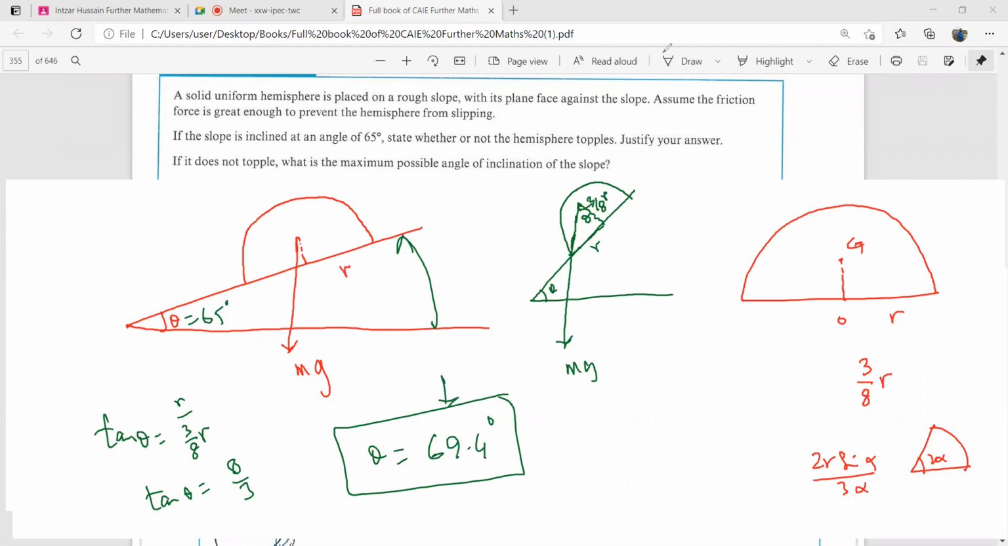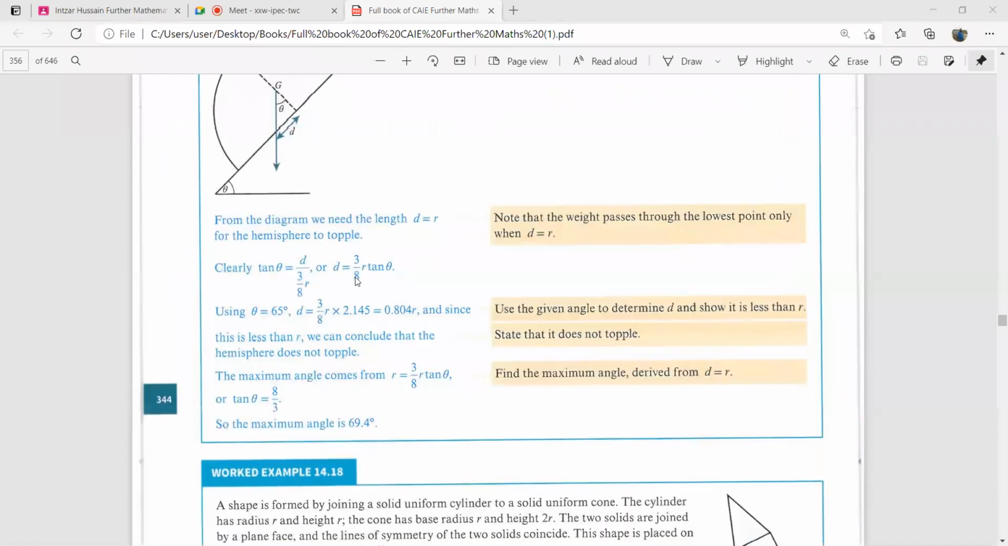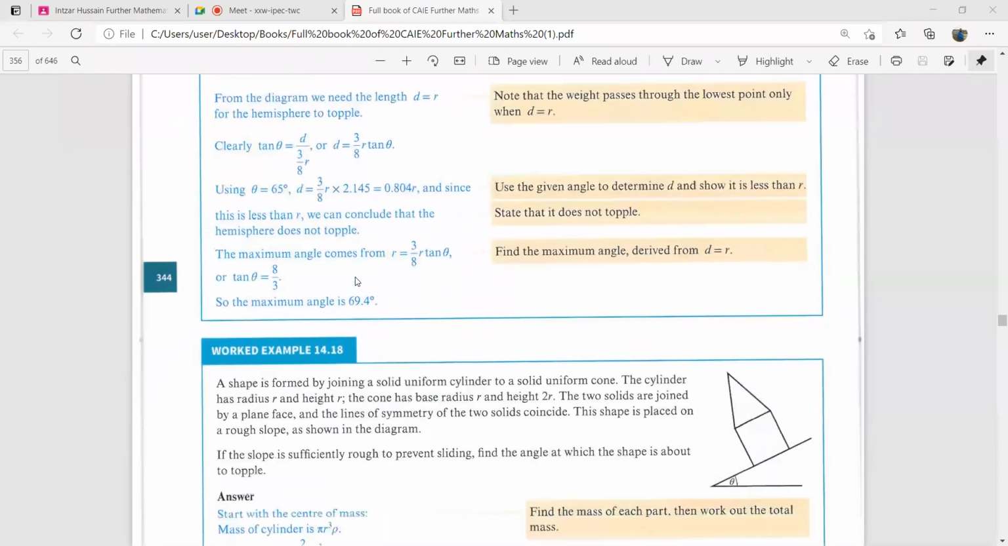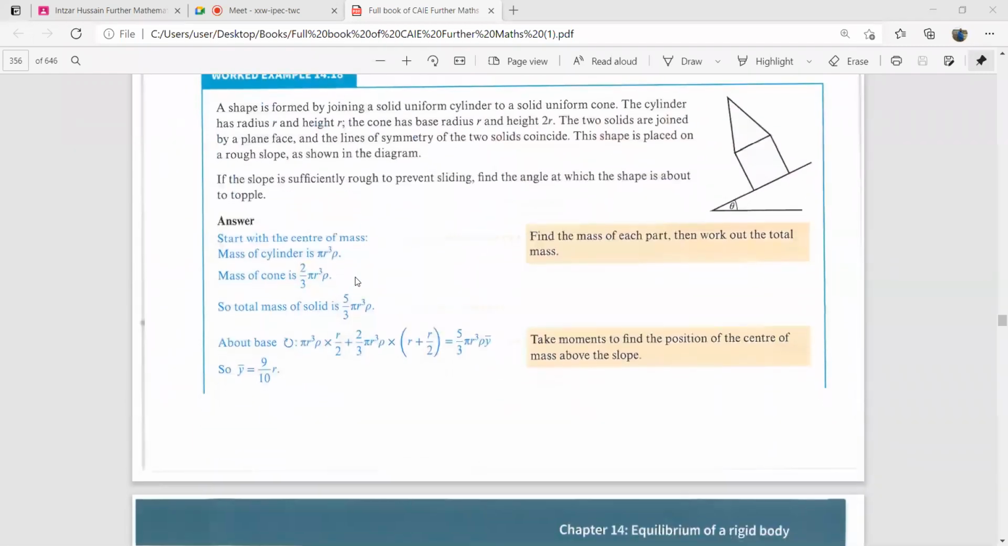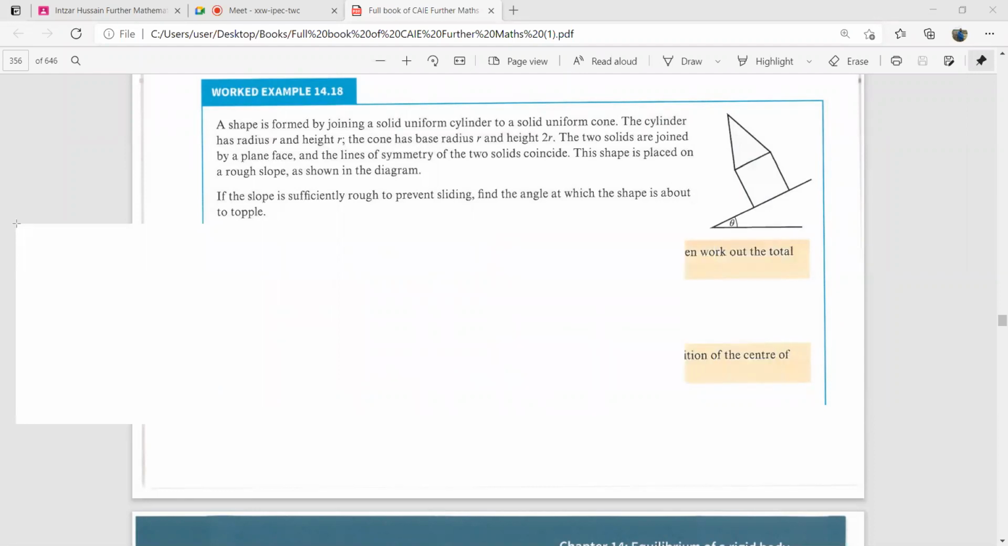Let's see how he has done this. Let me slide this up and check the answer quickly. Yeah, that is your 69.4 degrees over here. Now you have to try this question. In the meanwhile, I want to finish my cup of tea. I'm just going to cover this. You try this.